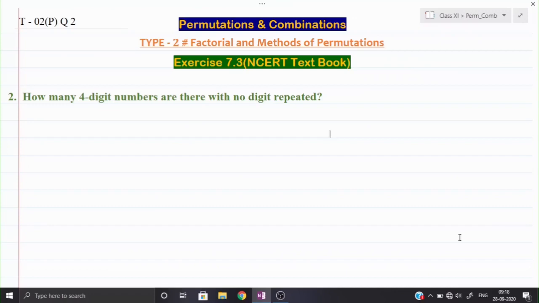In this exercise we are learning the methods of permutations. Whatever questions we have done in exercise 7.1, similar kinds of questions would be given to you, but the way of solving the question would be different. In 7.1 we did it with the help of the fundamental principle of counting, and here we are doing it by the methods of permutations. In that we will use the formula nPr or n to the power of r. That formula I have already given to you. So let us see the second question.